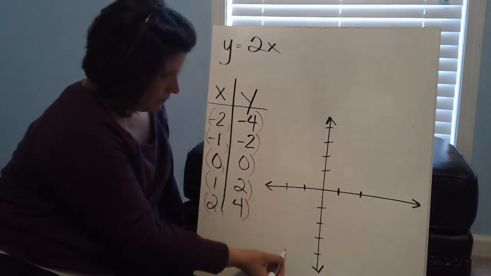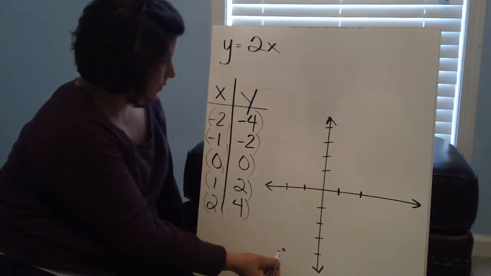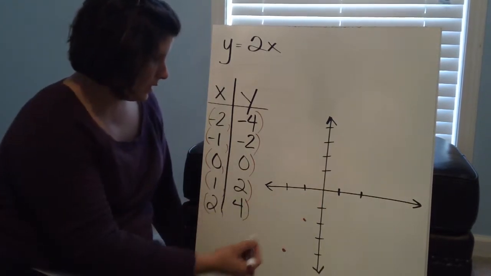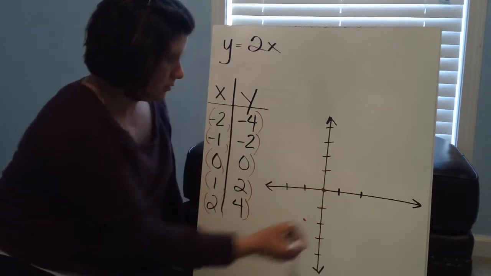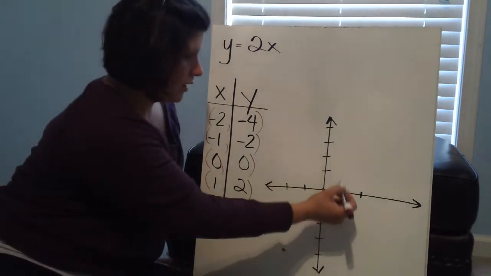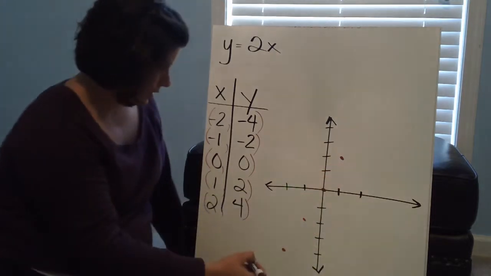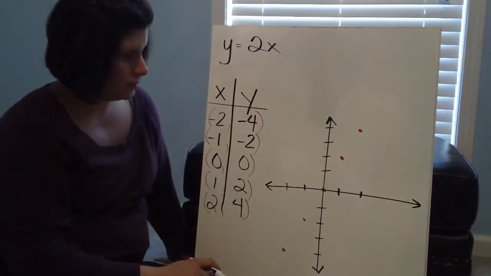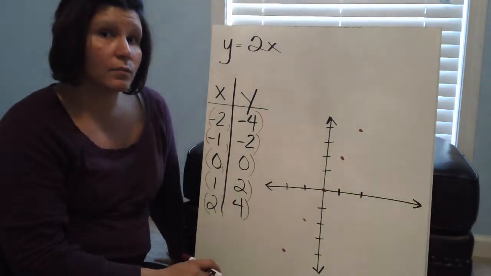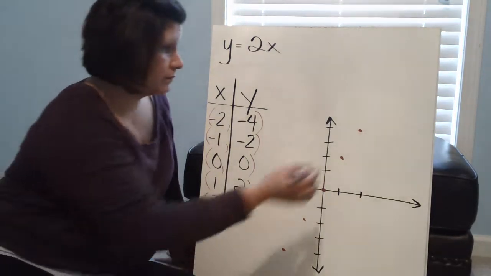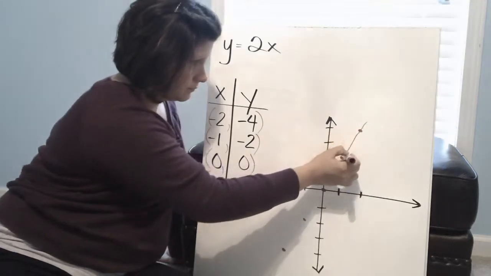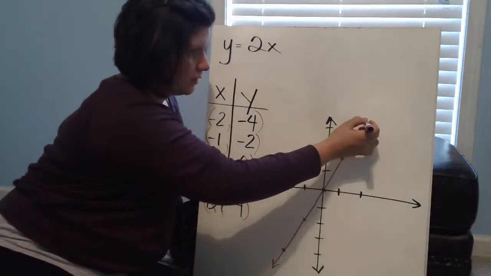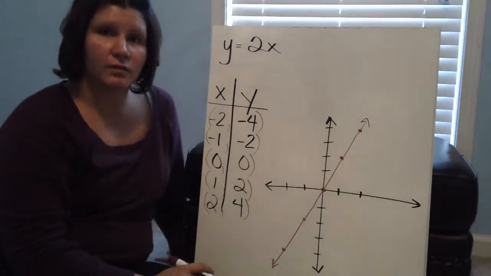-2, -4, -1, -2, 0, 0, 1, 2, and 2, 4. Once I've plotted my points, I want to connect them. Now we've graphed our function.